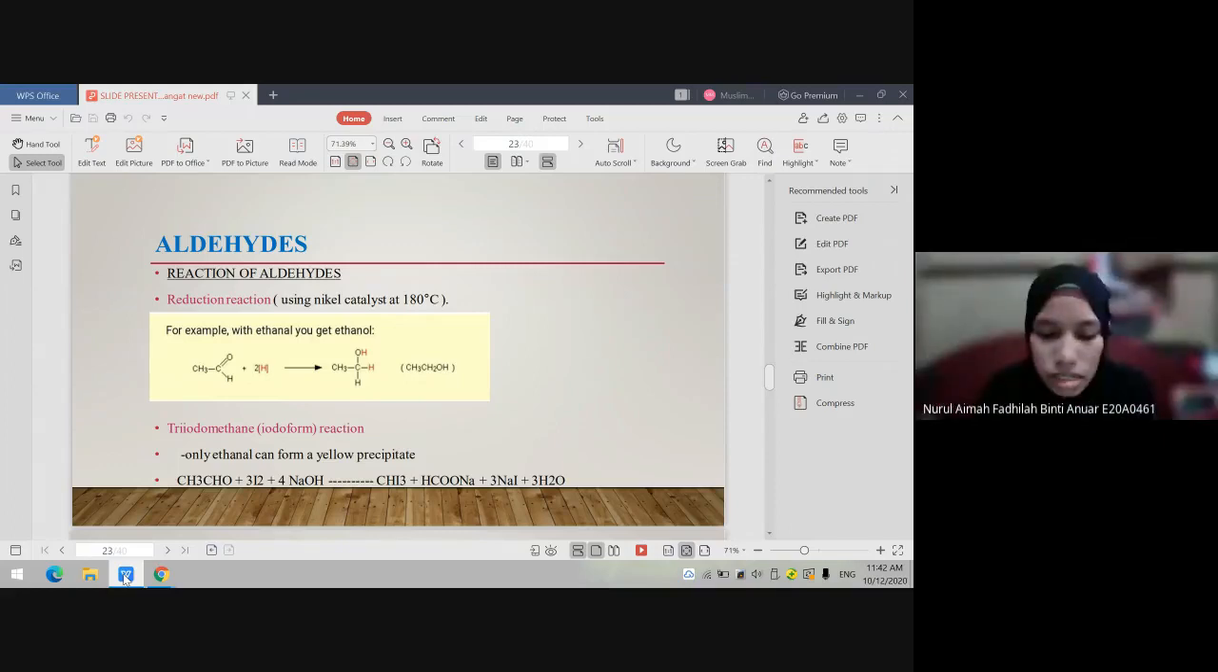Second is the triiodomethane or iodoform reaction. From this, only ethanal can form a yellow precipitate.